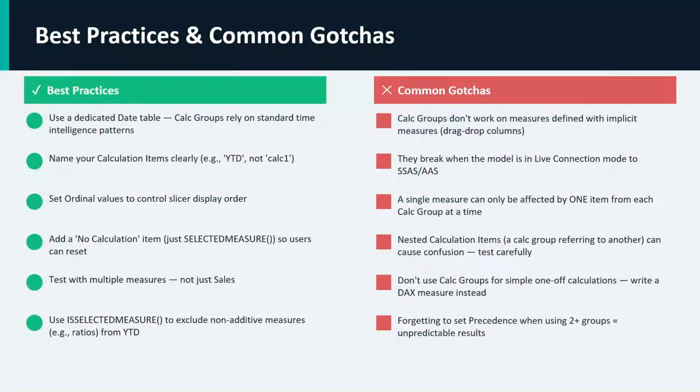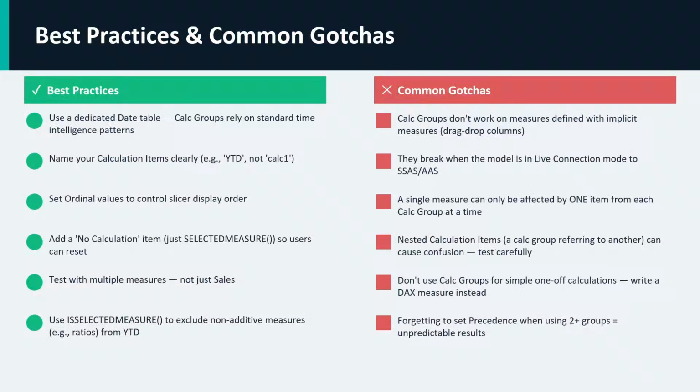Let's continue. Also, one thing that I like to say, which I will still add, is to add a current, or what we call a no selection item. That one just returns selected measure. This allows the user to be able to reset without deselecting from the slicer.